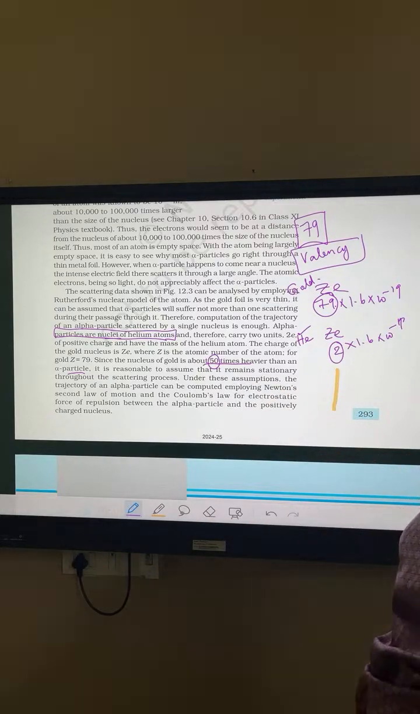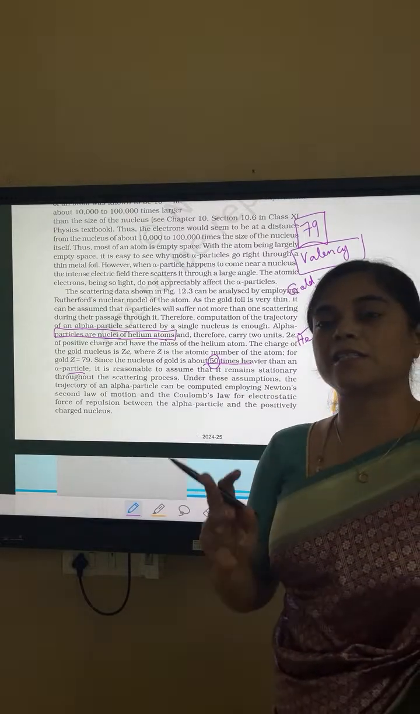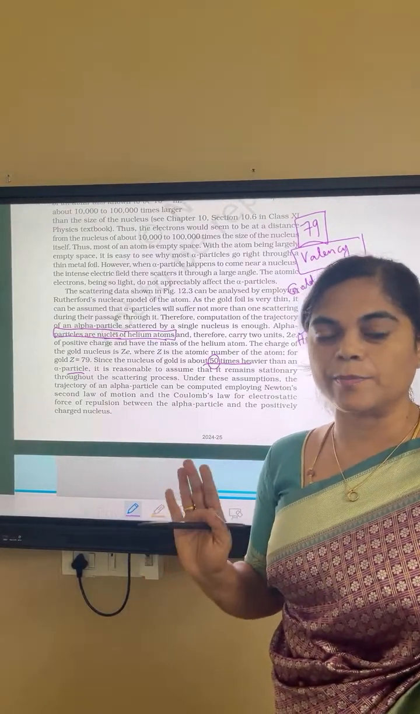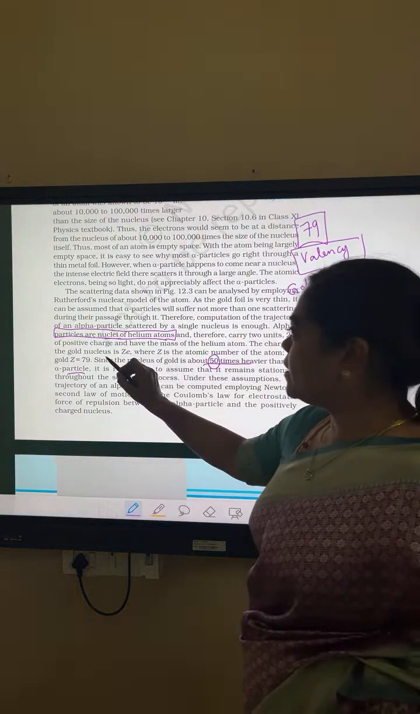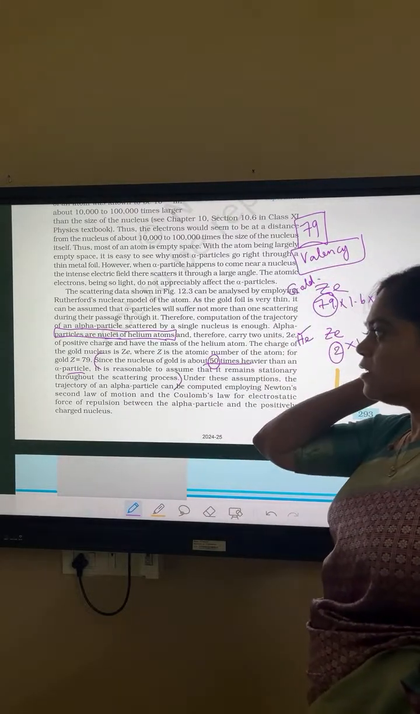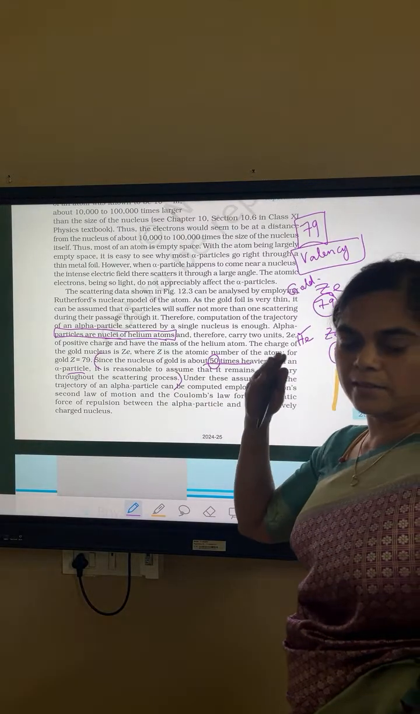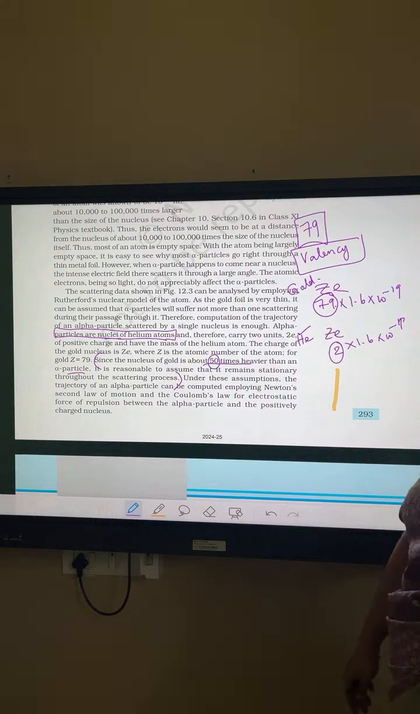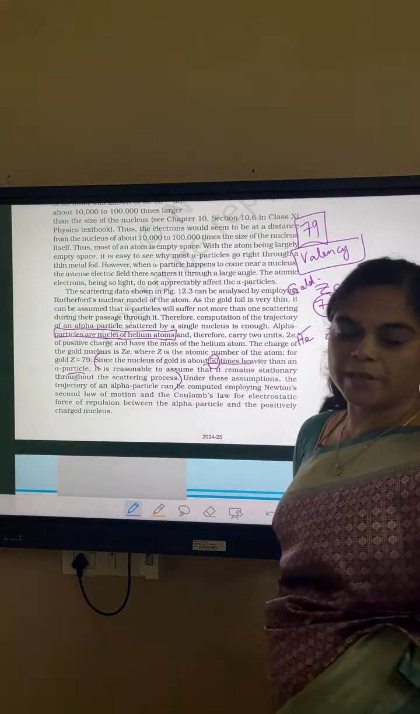It is reasonable to assume that it remains stationary throughout the scattering process. That's why it remained stationary throughout the scattering process. This will be asked as a question. Why do the gold particles remain stationary? Take a note of this question. From here, you will be given a question like: the nucleus of gold remains stationary throughout the process compared to an alpha particle, why? What is the reason? The nucleus of gold is about 50 times heavier than an alpha particle.